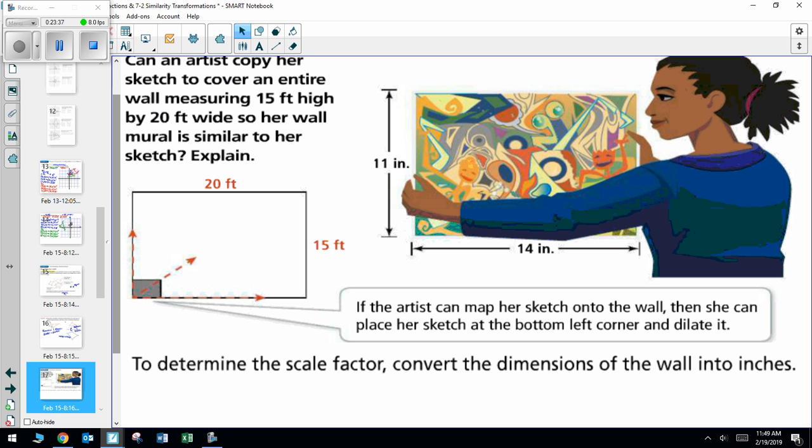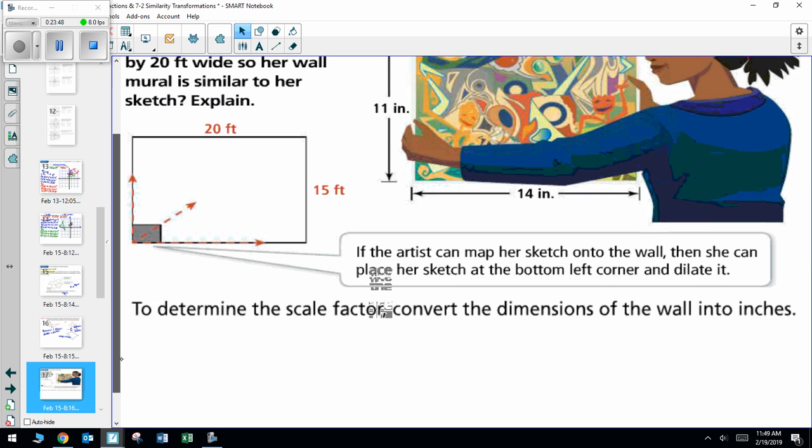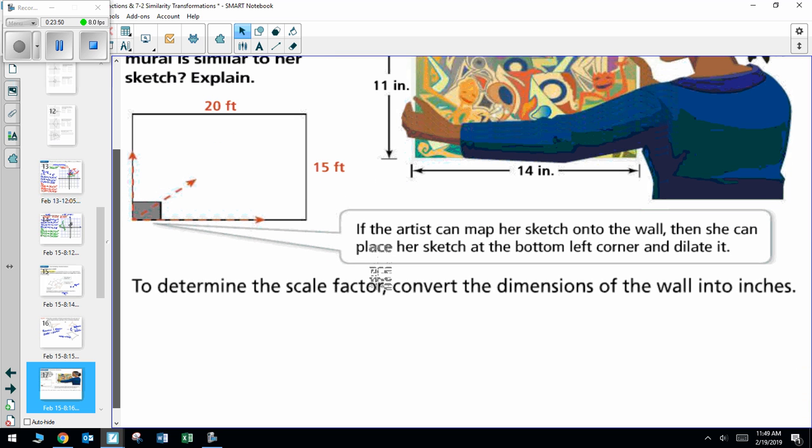Here we're comparing feet to inches, so I want to get either both of them in feet or both of them in inches. Okay. So if I am saying, let's convert the walls, which are in feet, into inches, how would I do that? How would I turn 15 feet into inches? You're saying how would you turn feet into inches? Yep.